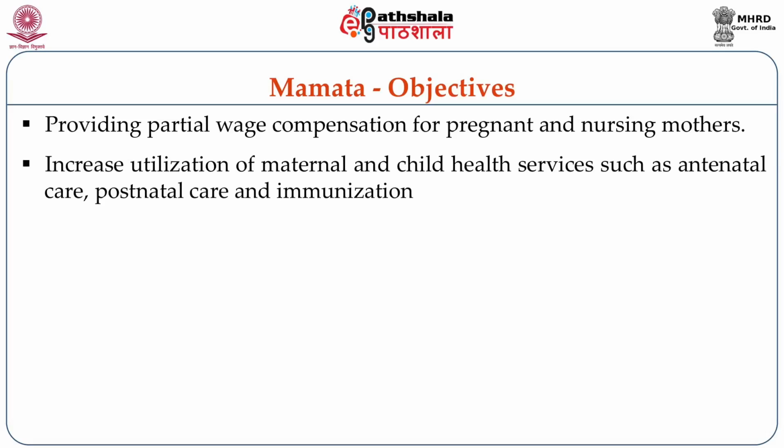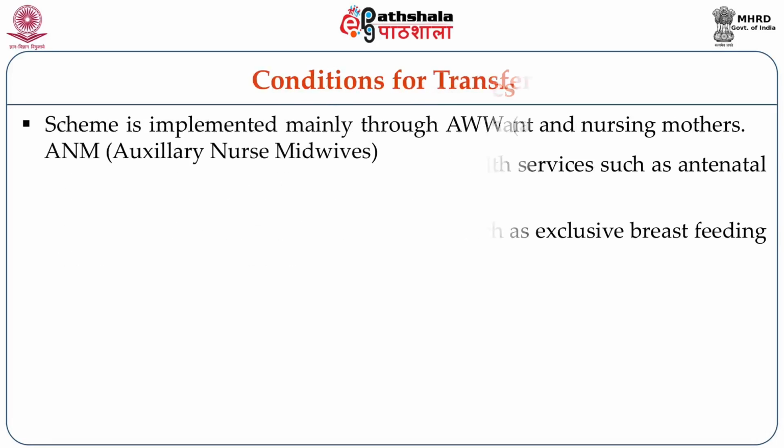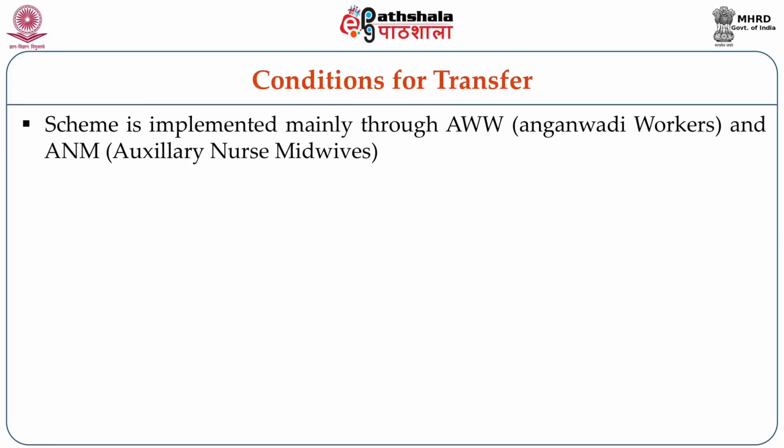It also sought to increase the utilization of maternal and child health services such as antenatal care, postnatal care, and immunization. And seeking of these services was made preconditional on obtaining the cash benefit under this scheme. The aim was also to improve mother and child care practices such as exclusive breastfeeding and complementary feeding of infants. Let us look at the conditionalities in obtaining this cash transfer.